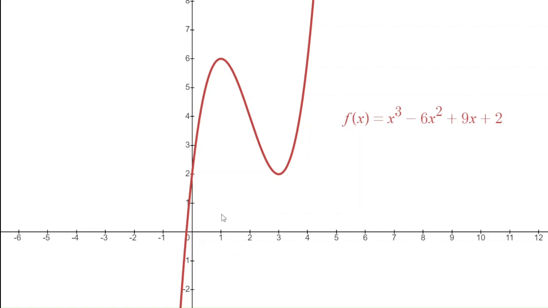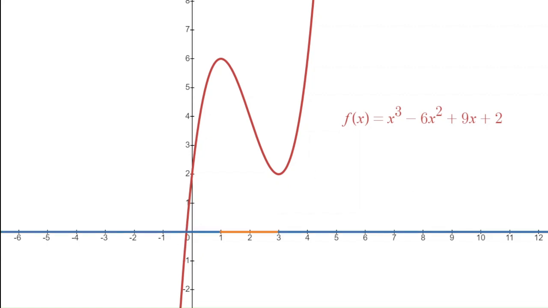Now notice that at 1, the function kind of peaks out here. It has what's called a local maximum. And then at 3, it has a minimum. But between 1 and 3, the function is decreasing. So the function is decreasing on this interval 1 to 3. Now it's increasing over here, on the interval from negative infinity all the way up to 1.